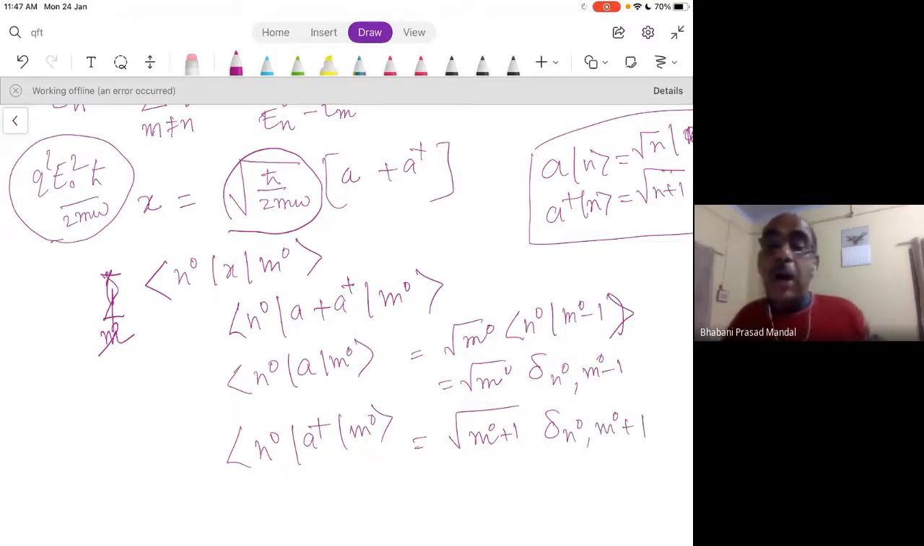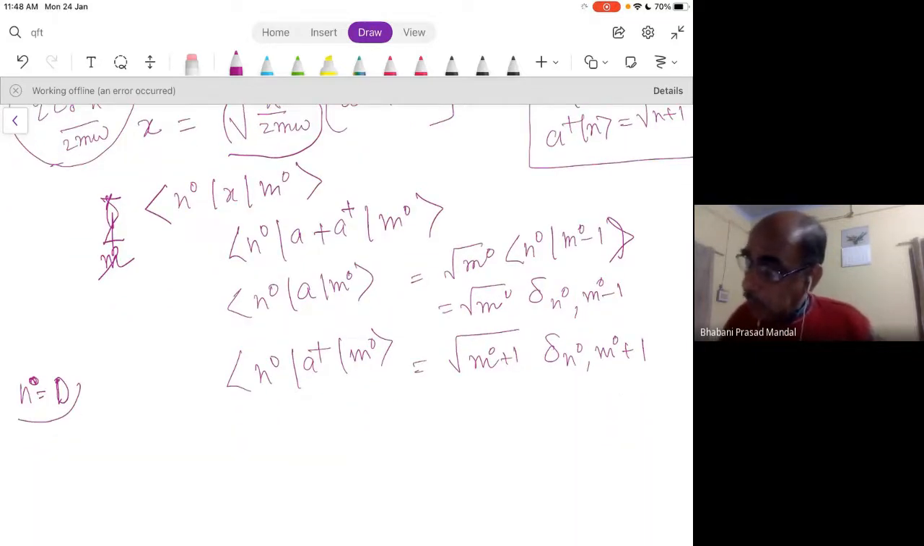Now for arbitrary n and m, it is very difficult to calculate. So let us fix that n. Suppose I want to check for n equal to 0, the ground state. So let us find the ground state. This term I have calculated, plus this. You know how you get this. This is from the orthogonality condition. When n0 and m0 minus 1 are the same, it will be 1, otherwise 0. When n0 and m0 are the same, it will be 1, otherwise 0.